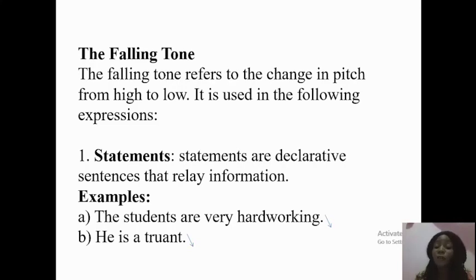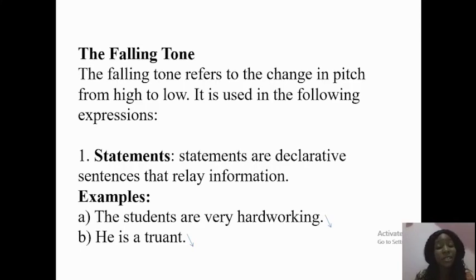One of the uses of the falling tone is in making declarative statements, declarative sentences, statements that relay information. They are just there to inform. For example, we have: the students are very hardworking. You don't say it with a rise. No, the students are very hardworking. It goes down. There is a drop in the pitch of your voice.